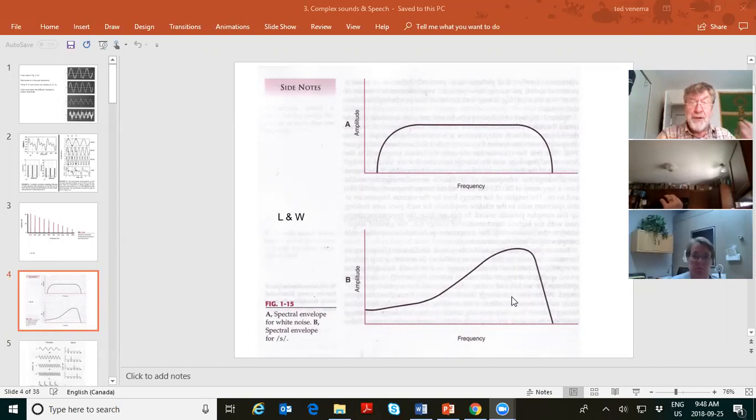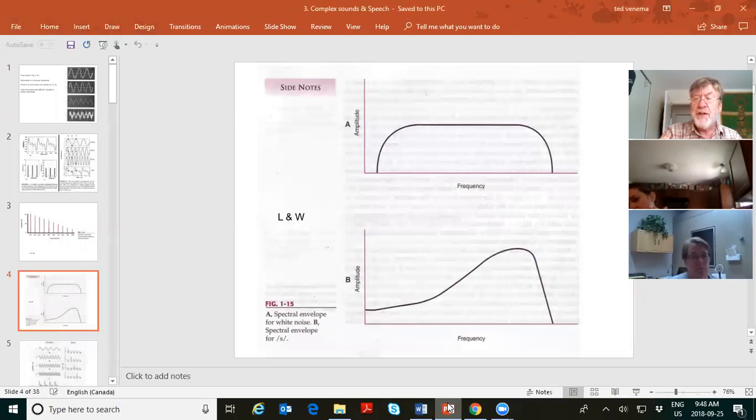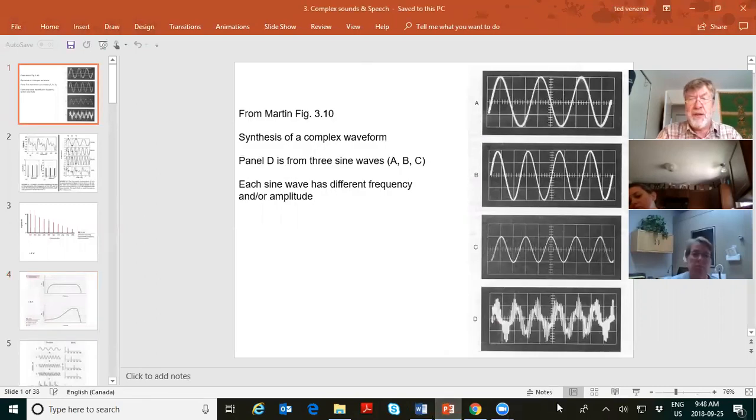Okay, back to the notes. Sound waves are great for showing tiny changes over time, but it's difficult to pick out specific frequencies from a sound wave. A complex sound wave is kind of difficult. Look at the bottom one. You'd be hard-pressed to find out what frequencies are in there unless you did a spectral analysis or a Fourier analysis. Good.